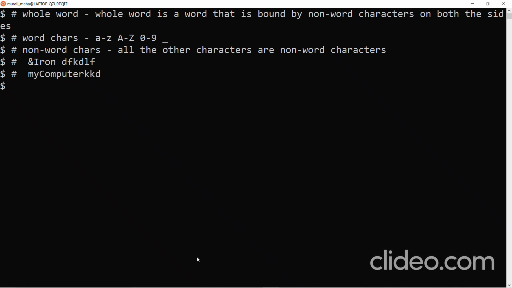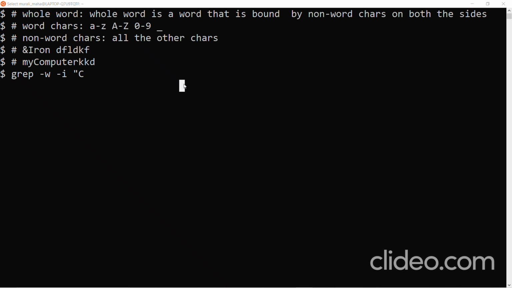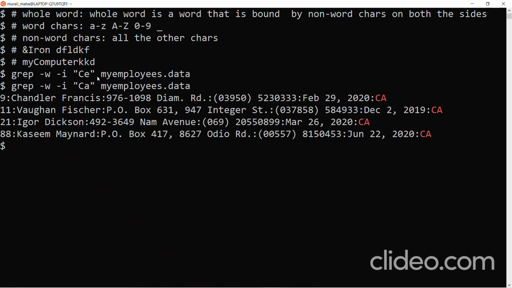Okay. So now let us look for the whole word match. So grep -w, and I am giving -i also, for C or small c. My employee file has no such data. There is no designation called C. There is a designation called SC, or a designation called CA. Let us suppose CA. I am giving small ca. Yes, now it is getting only those records wherein the designation is CA.